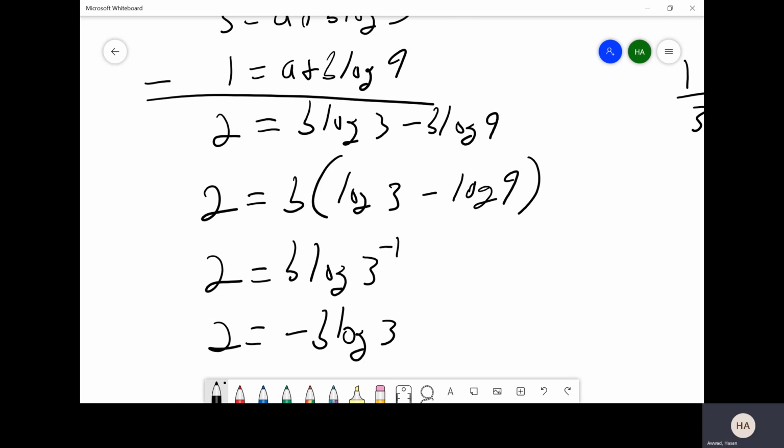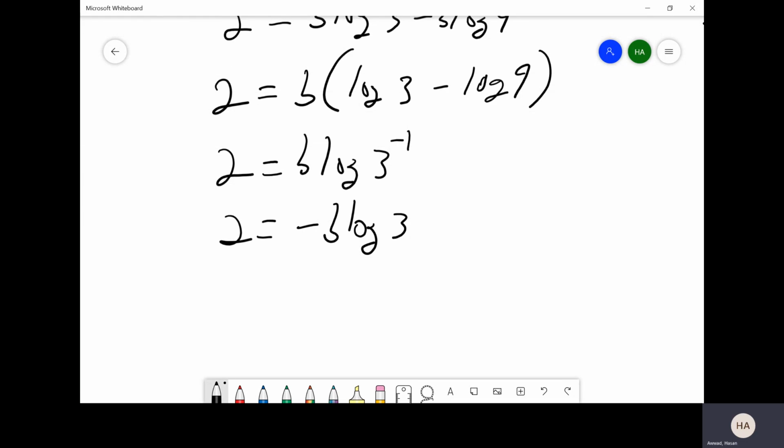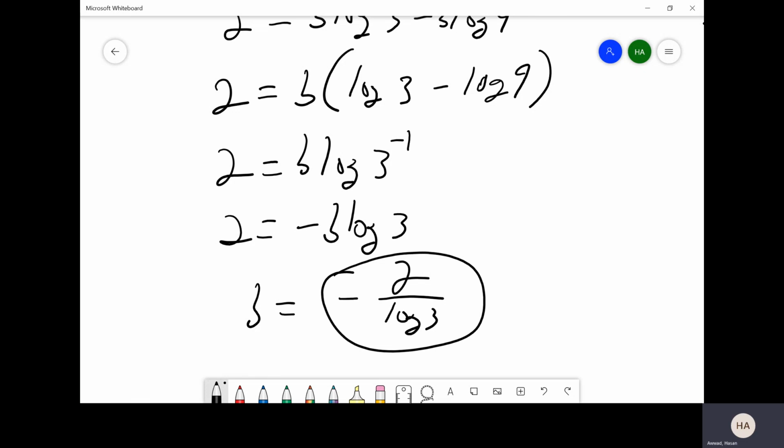And now all I want to do is solve for b. So I'm just going to divide both sides by negative log of 3. Dividing both sides by negative log of 3 gives me b is equal to negative 2 over log of 3. Don't worry about what log of 3 is. Honestly, it is what it is. That's not a terribly big deal. We have some value. B is equal to something, right? This is as simplified as we can get it, but we have an answer.